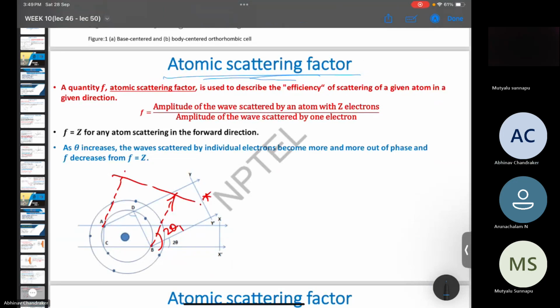If we want to look at the effect of scattering by an atom on the amplitude, then we can define something like this: the amplitude of the wave scattered by an atom with Z electrons, that is by the whole atom, divided by the scattering by a single electron. And this is essentially what we are interested in, and we can denote this as the atomic scattering factor.